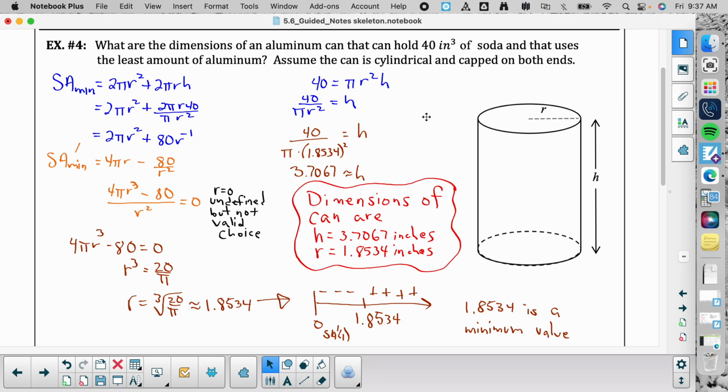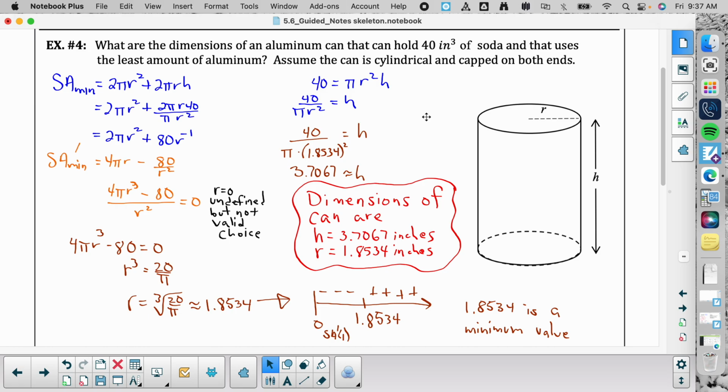Like this one, it didn't give us a ton of information. It said you have a can that holds 40 cubic inches of soda, which is an awful lot. I don't know where that number came from. I've gotta imagine that's a liter, 2 liter or something, I don't know. But the fact that it's a can is weird, so we're just gonna ignore the realistic aspect of this one.